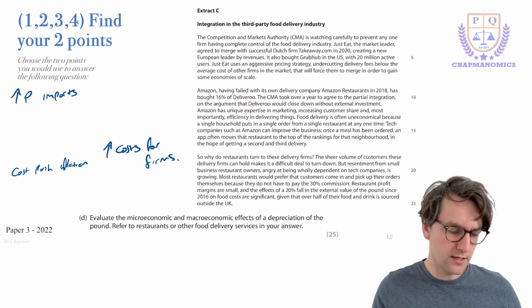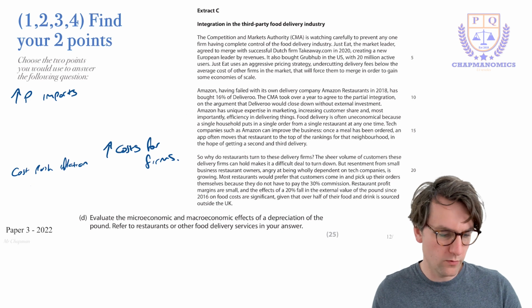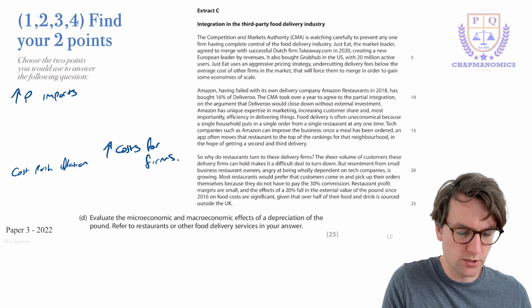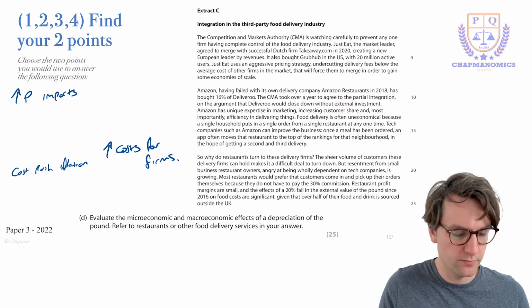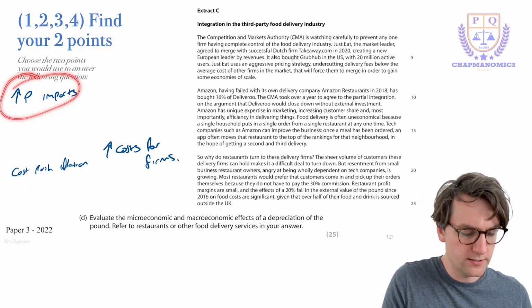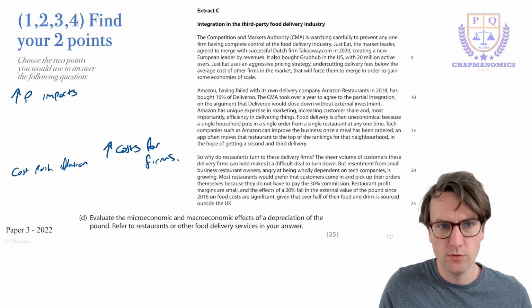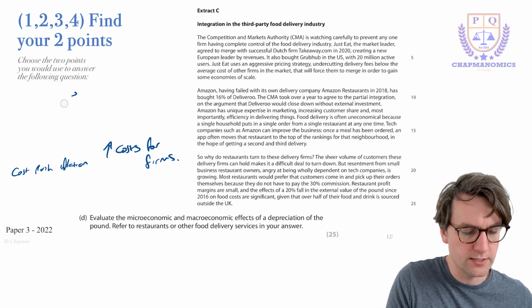Then looking at these last 3 points, I now need 1 macro point and 1 micro point. I need to remember that from the question. So therefore, this cost for firms has got to stay because that's going to be our micro point. And I've got the opportunity of increasing price of imports and cost push inflation. Well, cost push inflation to me sounds like a more likely outcome here. So I'm going to get rid of the price of imports.